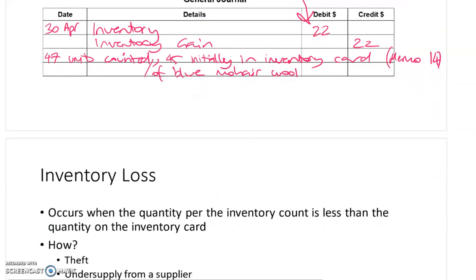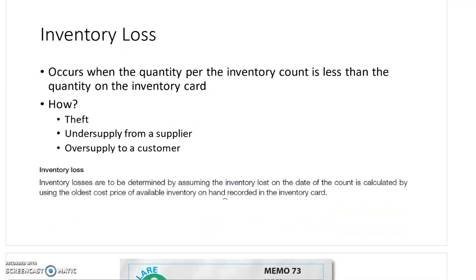Now we will look at inventory loss. So this occurs when the quantity per the inventory count is less than the quantity on the inventory card. So we count our inventory and we realize we have less than what we've got recorded on the inventory card. How can this happen? Well, we may have been the victim of theft. If someone's going to steal your inventory, they're not going to go and record it in the out column of the inventory card. That will be uncovered at the inventory count and will end up with an inventory loss.